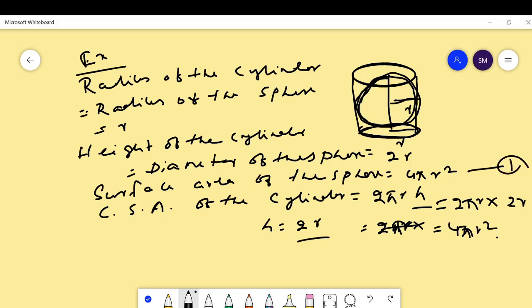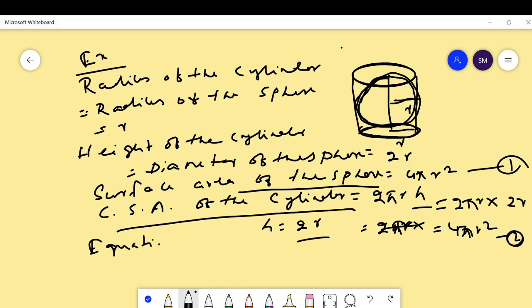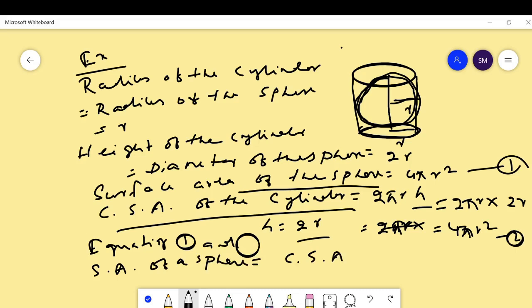Equating 1 and 2, we get the surface area of a sphere is equal to the curved surface area of a right circular cylinder, which is equal to 4 pi r square, where the sphere is enclosed in a right circular cylinder.